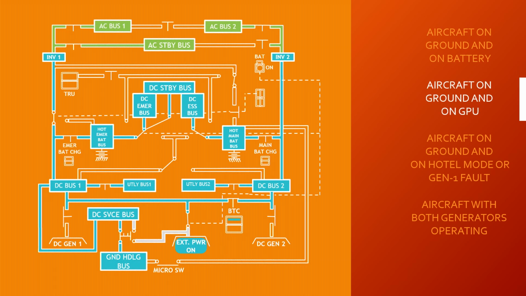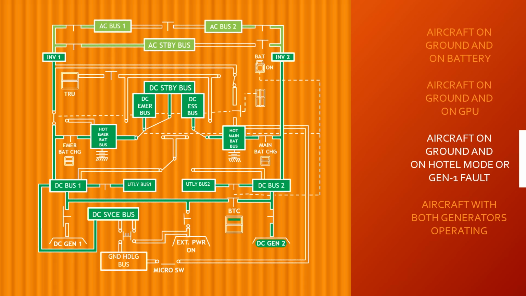When aircraft on ground and on GPU, if avail light is glowing on overhead panel but switch is not on, ground handling bus will be supplied by GPU through service bus directly. But if the external power switch is selected on, BTC will be cut in and both main buses, DC bus 1 and DC bus 2, will be supplied. Through these main buses, all relevant buses will be supplied, and in this condition, ground handling bus will be supplied by DC bus 1 through DC service bus, and DC standby bus will be supplied by hot emergency bat bus. Normally as shown here, inverter 1 will supply AC bus 1 and AC standby bus, but inverter 2 will supply AC bus 2 only.